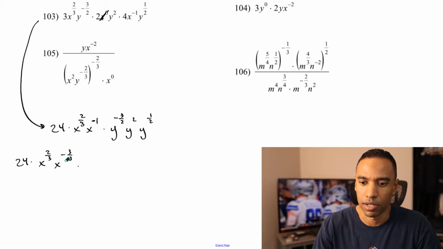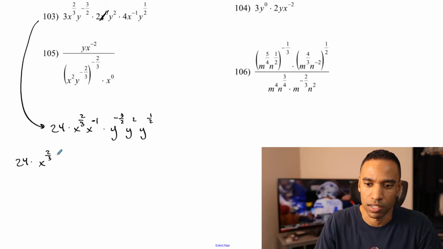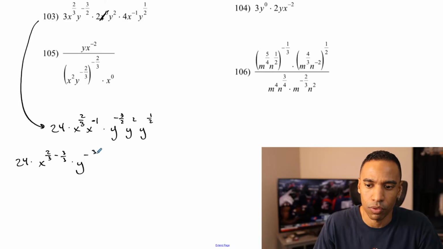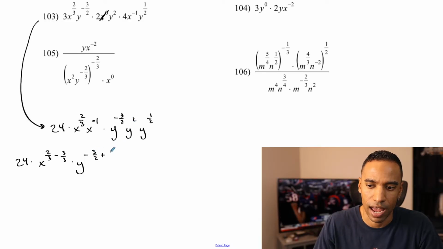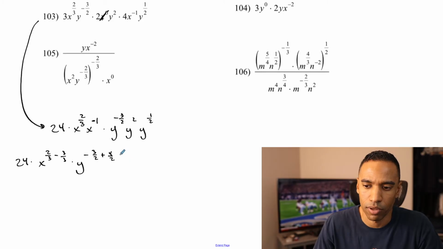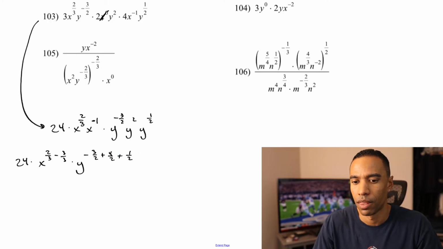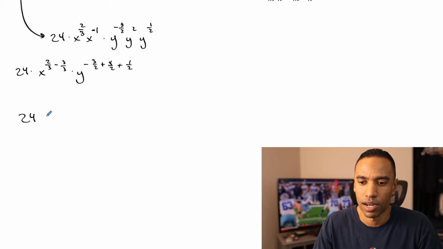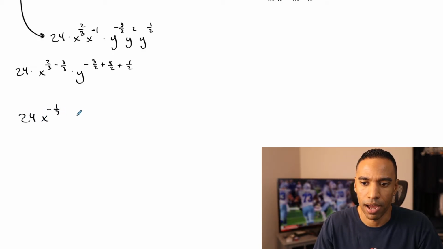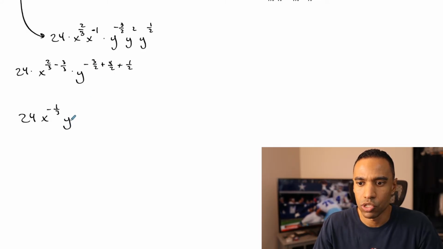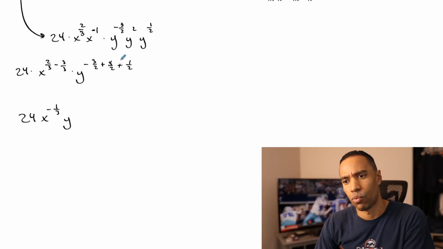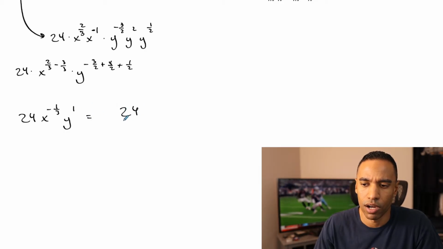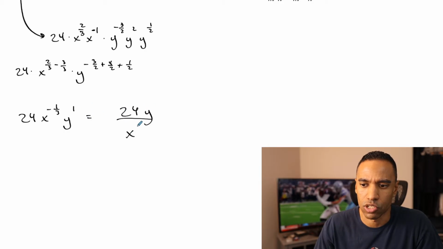And then right here, the y, you know what? I'm going to even just write it like this, just to show that they subtract. Minus 3/3. And then the y's, we're going to have negative 3 halves. 2 is 4 halves. And then plus 1 half right there. So now I have 24x to the negative 1/3 power times y to the, I think to the first. 1 half plus 1 half is 1. Yeah, y to the first power here. So now I have 24y over x to the 1/3.